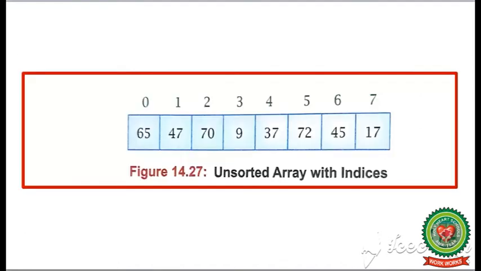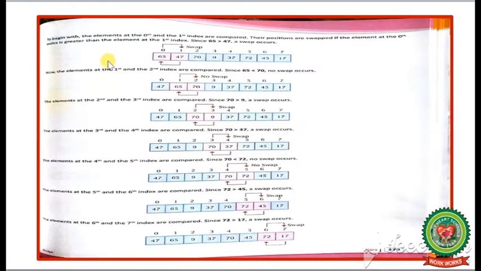Now, let us understand it with the help of an example. Assume that we have an unsorted array with these indices. To begin with, the elements at the 0 and first index are compared. Their positions are swapped if the element at the 0th index is greater than the element at the first index. Since 65 is greater than 47, we will swap it. So it becomes 47 and 65.